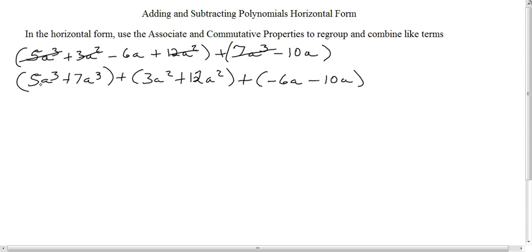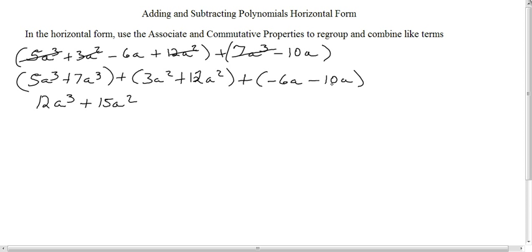So here I have the coefficients 5 and 7. 5 plus 7 is 12. Bring down my a to the third. So again, here I'm looking in here, and this is a positive 3, so I can go ahead and put my plus sign here, and then I have 3 plus 12. That's going to give me 15a squared.